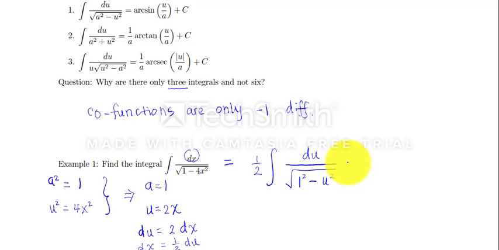And the formula tells us that integral is just arcsine of u over a. And our u is 2x right here. So it's arcsine of 2x over a equals 1. So this is the antiderivative, our answer for example number 1.